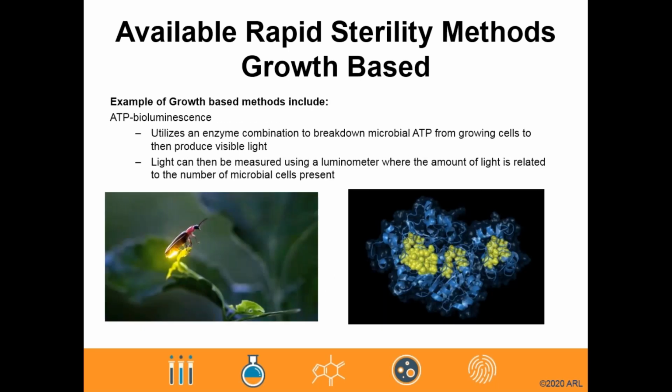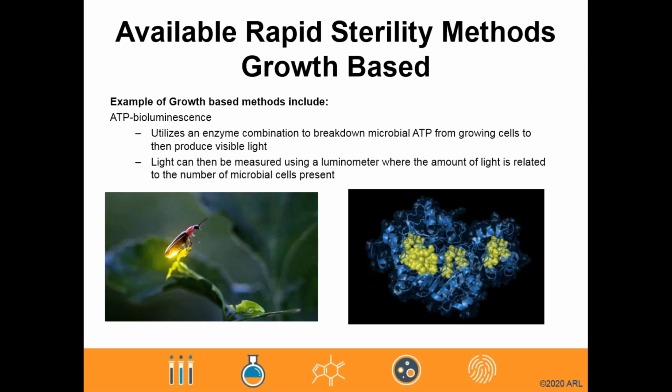The first type of growth-based rapid sterility testing methodology I will be discussing are those based on the principle of ATP bioluminescence. Adenosine triphosphate, or ATP bioluminescence, is a well-established rapid method for assessing contamination levels in pharmaceutical products and raw materials. Specifically, this method utilizes a substrate and enzyme combination, luciferin and luciferase, to break down microbial ATP from growing cells to produce visible light.